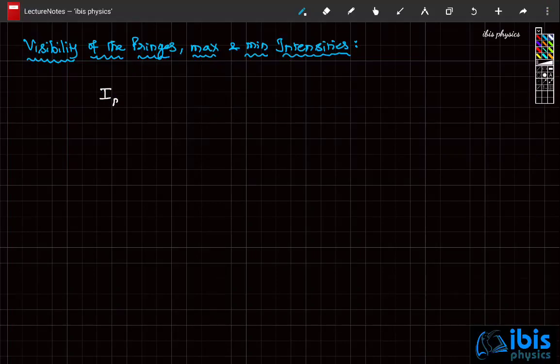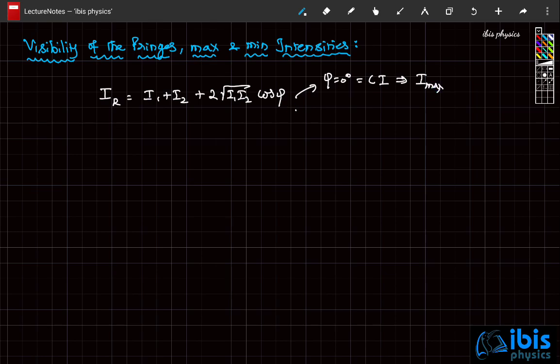And intensity is given as I1 plus I2 plus 2 root of I1 I2 cos phi. So what about the minimum and maximum intensity? If phi is equal to 0 degree, constructive interference, that leads to maximum intensity. If phi is equal to 180 degree, out of phase, then that is destructive interference, and that leads to minimum intensity.